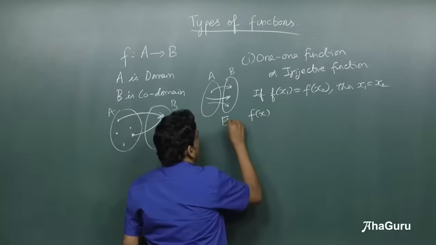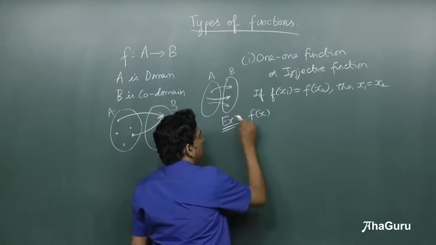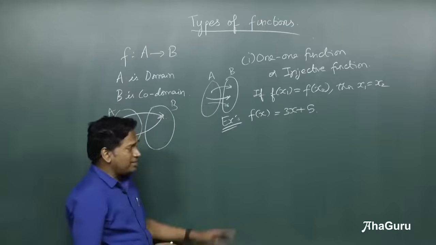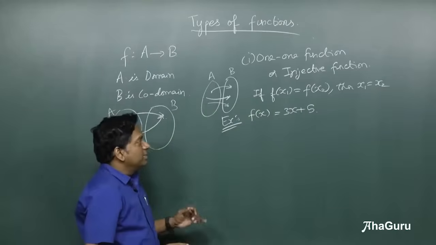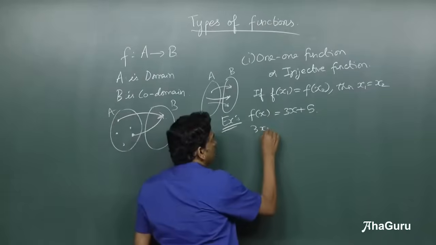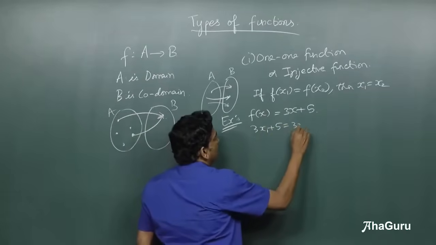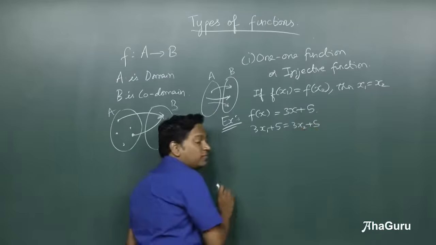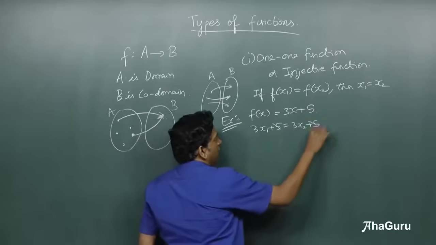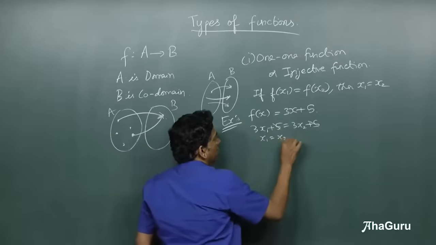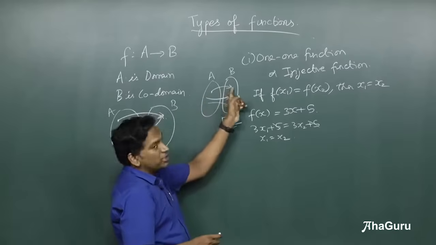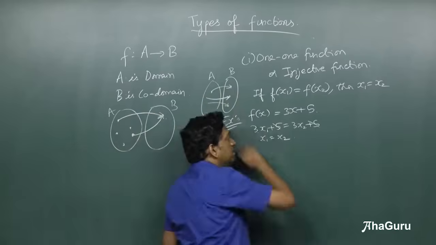Okay, let's say f of x is equal to 3x plus 5. Suppose I have a function like this and somebody says let's check whether it's injective. All I need to do is to see whether 3x1 plus 5 equals 3x2 plus 5 will imply what? If I have this equation, then I can cancel 5 and show that x1 equals x2. That means two different elements cannot be mapped to the same image.